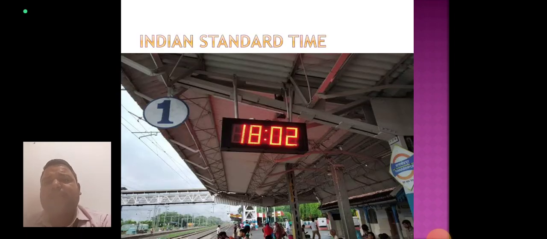Now, Indian Standard Time. India's longitudinal extent is from 68 degrees east to 97 degrees 25 minutes east, which is not too large, and the 82 degrees 30 minutes east longitude, which runs almost through the center of the country, near Allahabad, now called Prayagraj, is taken as the standard meridian for the whole country. The local time is called Indian Standard Time, IST, and it is about 5 hours 30 minutes ahead of UTC or GMT.